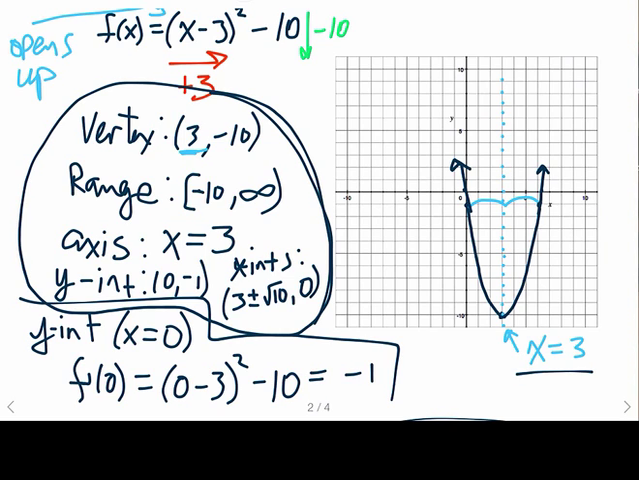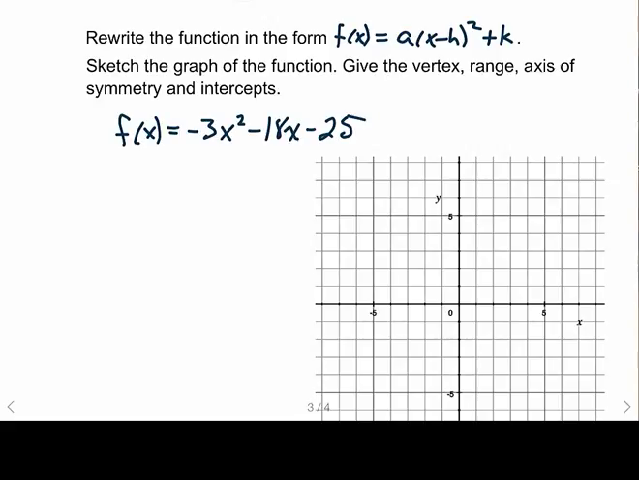But our next example isn't quite so gift-wrapped. Here we're given a function f(x) = -3x² - 18x - 25, and we are asked to sketch the graph, give the vertex, axis of symmetry, range, all that stuff, same as before, and the intercepts. But first we're going to rewrite the function in that form that helps us to see the transformation.